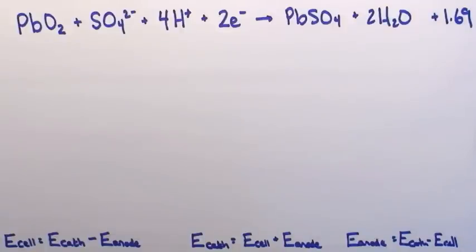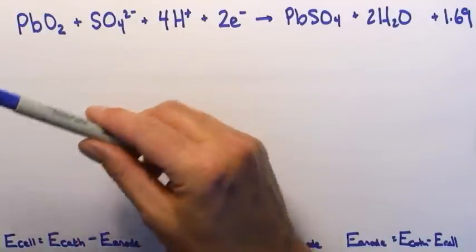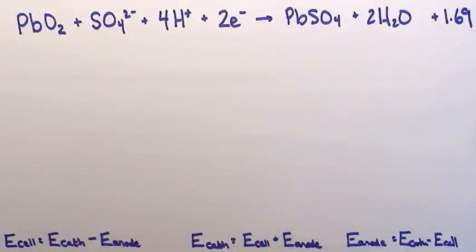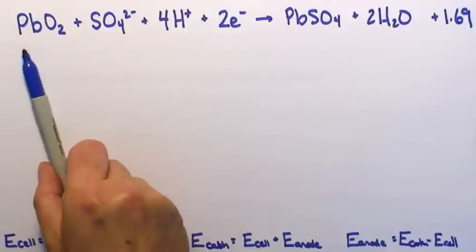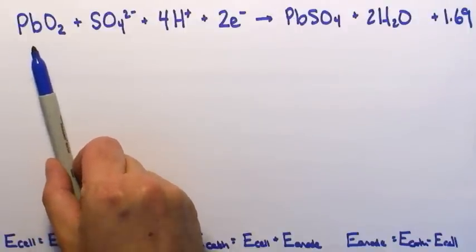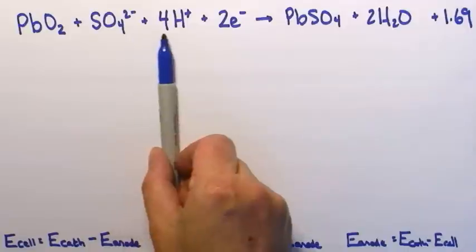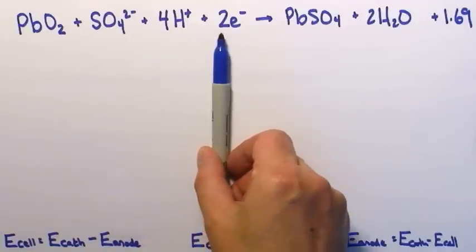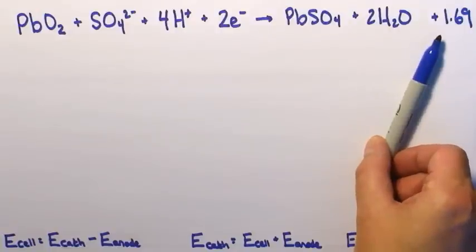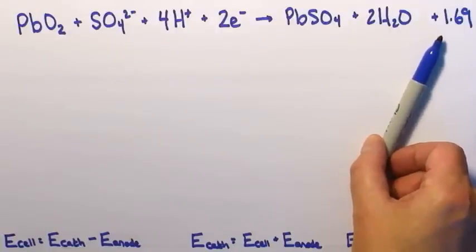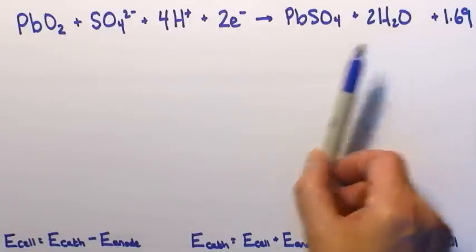In this question, we're required to build a table of reduction half reactions from the following evidence. The questions deal with hypothetical substances, but one actual substance, one actual reaction. The half reaction that's given to you is the lead-4 oxide and sulfate and acid, and a couple of electrons, and you get these products. And it's in your data book as 1.69 volts as the electrical potential for this half reaction.